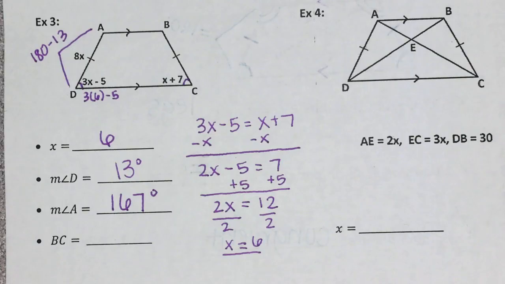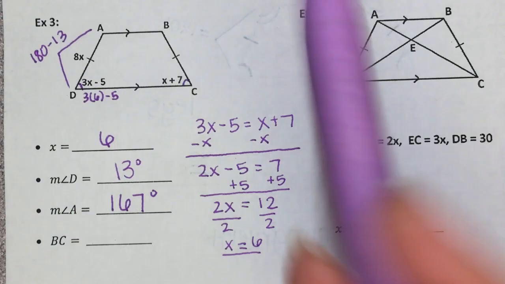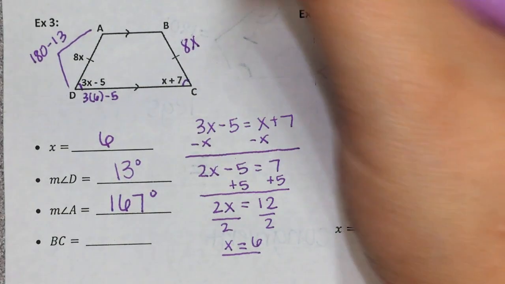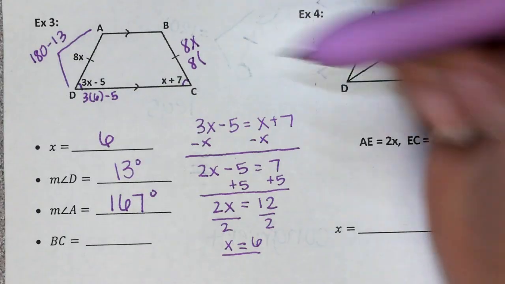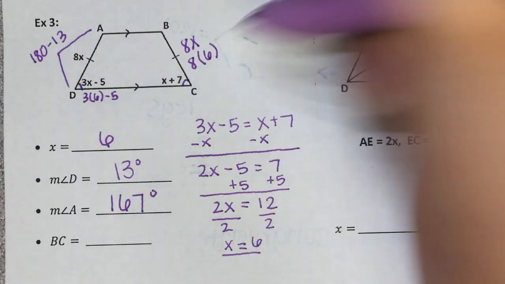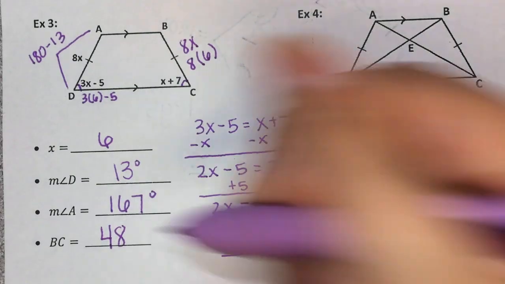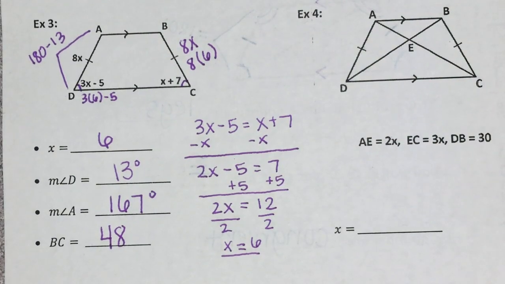Alright, how do I find BC? There's nothing there. But there's 8x over here. So I'm going to put 8x here, which means it's going to be what? What's x? 8 times 6 is 48. Okay. Questions? Are we okay?